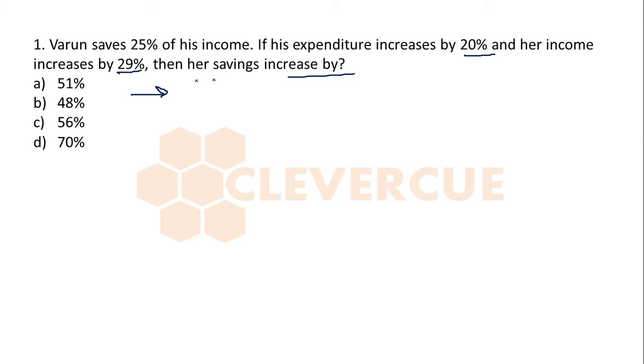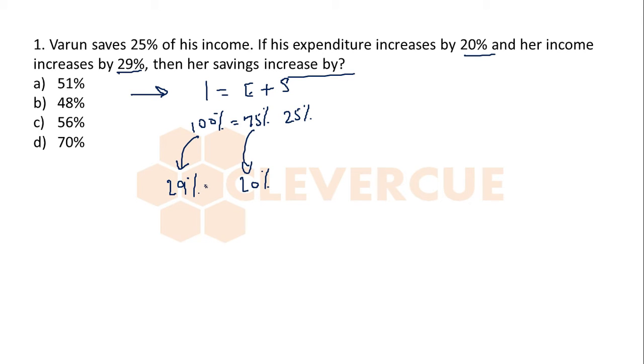Here, income is equal to expenditure plus savings. If 25% is his savings, then 75% will be his expenditure and 100% will be his income. Now it is given that expenditure is increased by 20% and income is increased by 29%. Now we have to find the increase in the savings. There are two methods to solve this.